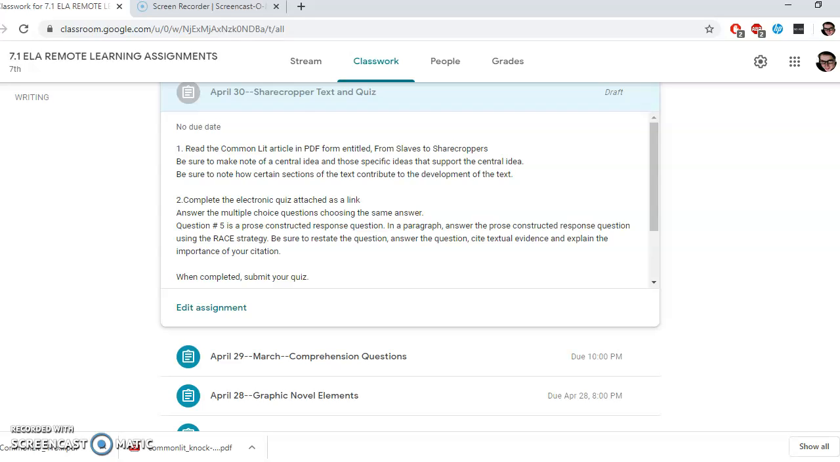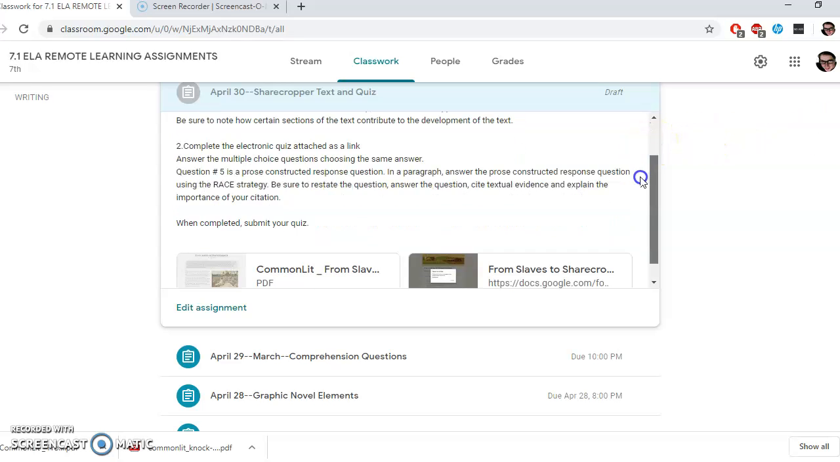You're going to answer the multiple choice questions, choosing the best answer. Question number 5 is going to be a prose constructed response question. You're going to write a paragraph answering that question using the RACE strategy. And of course, that's restating the question, answering the question to the best of your abilities, citing the text evidence that proves what you're trying to say, then explaining the importance of that citation, and then concluding with anything else that you feel is important and wrapping up your ideas. So that's a CommonLit article as well as the quiz.